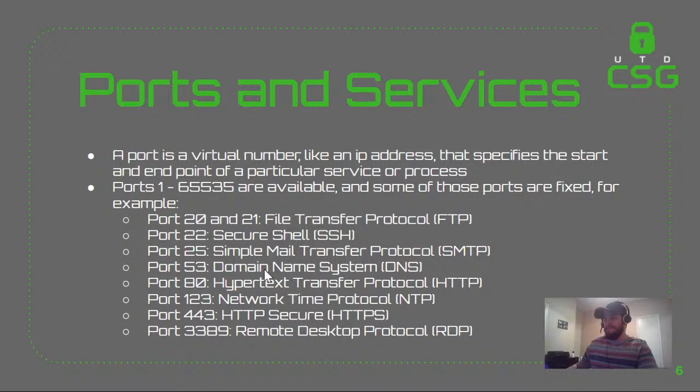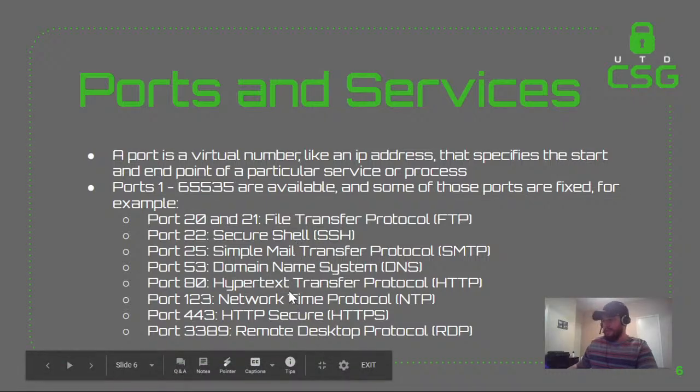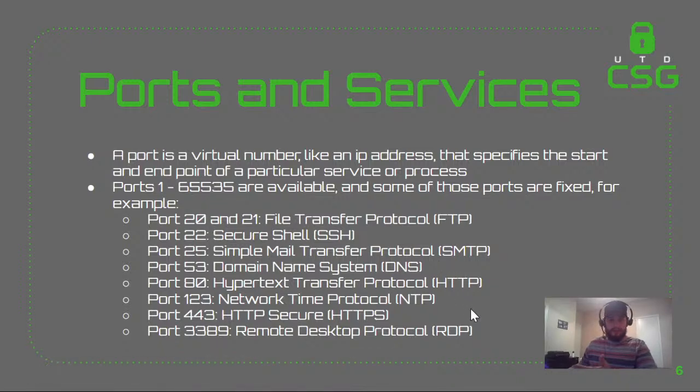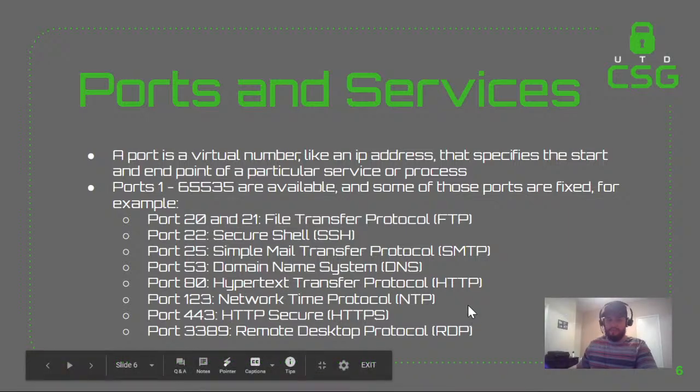53 is domain name system. 80 is hypertext transfer protocol. 123 is network time protocol, 443 is HTTP secure, and 3389 is remote desktop protocol. That one's kind of cool because if you run an Nmap scan and you want to exploit a vulnerability and you see port 3389 open, you know that's remote desktop, and maybe you could determine what service and what version is running, and then exploit that version.